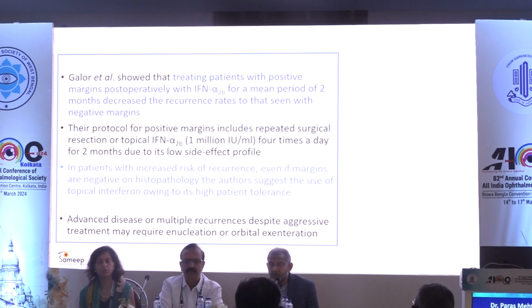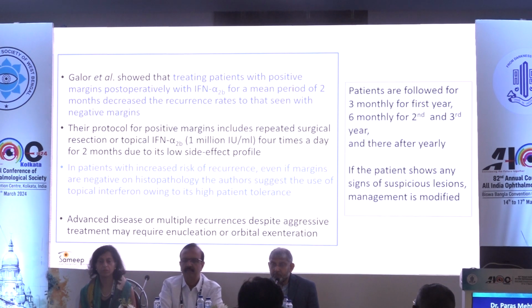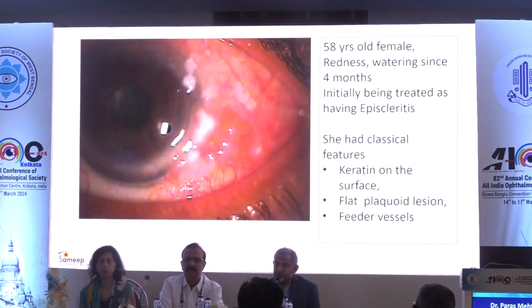Advanced disease or multiple recurrences despite aggressive treatment may sometimes require extensive surgery in the form of enucleation or orbital exenteration. These patients need to be followed 3 monthly for the first year, 6 monthly for the second and third year, and thereafter yearly. If the patient shows any signs of suspicious lesions, the management can be modified.